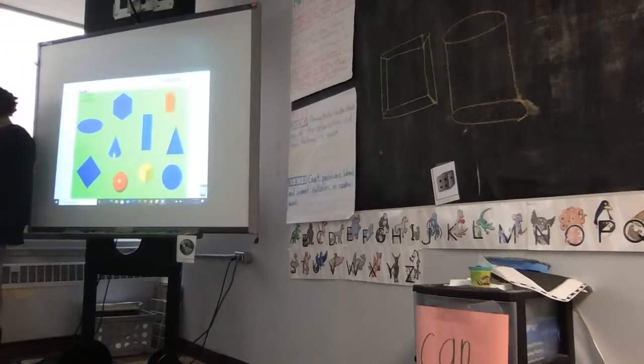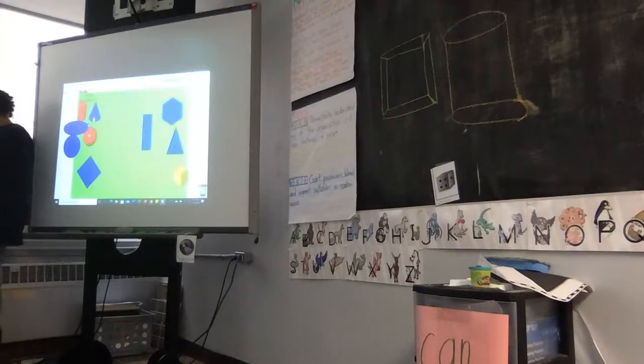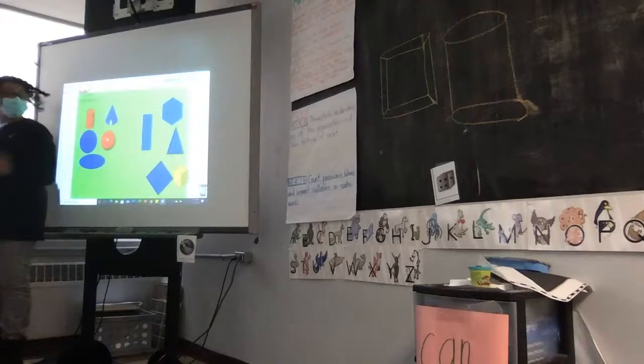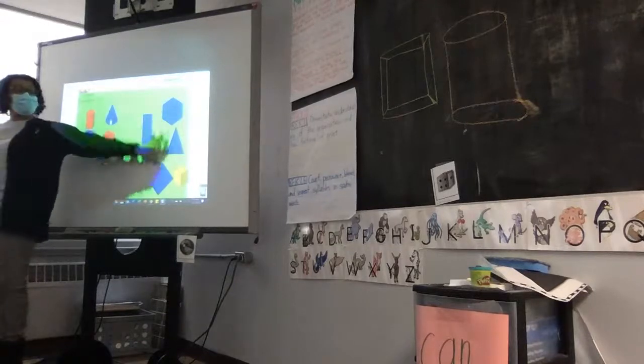Okay. So you should be sorting your shapes. Things with curves on one side, things that do not have any curves on the other side. Alright, so I've done mine. Things with curves, things without curves.